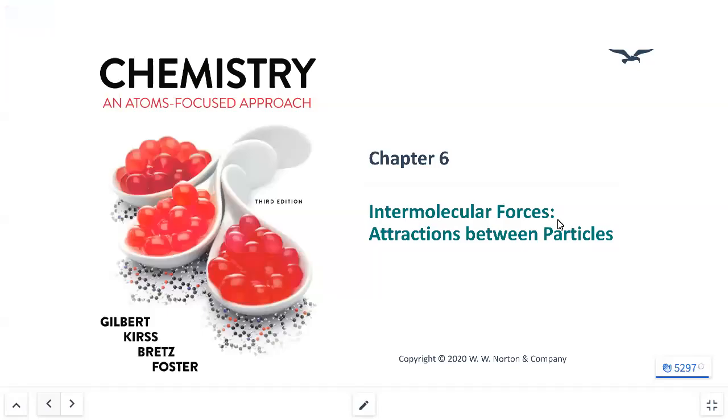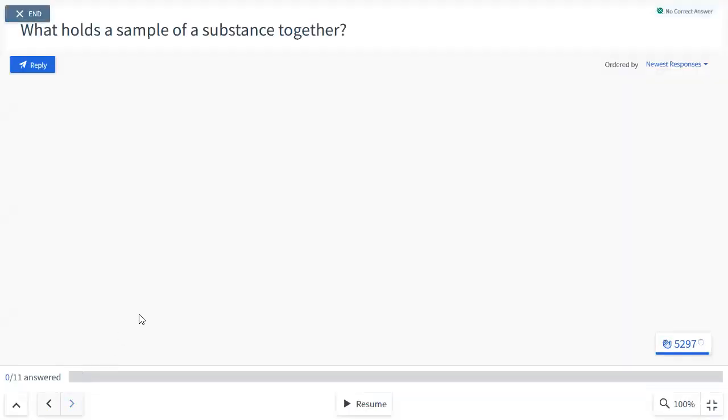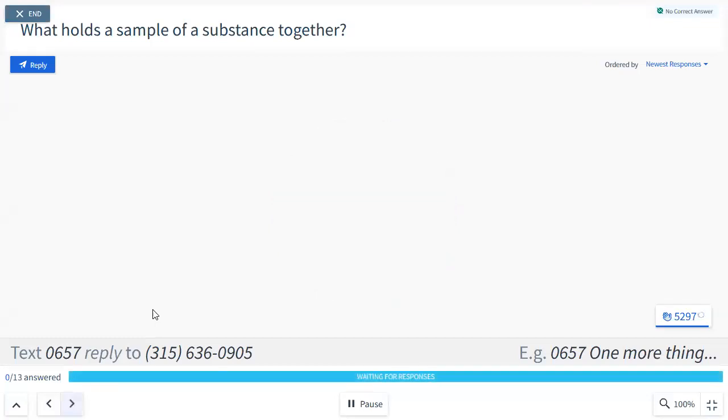So again, chapter 6 here, what we are getting into is intermolecular forces. That is the attractive forces that exist between particles of a substance or particles of a mixture. And so I actually want to start off here with a question. And the question is a simple one. What is it that holds the sample of a substance together?